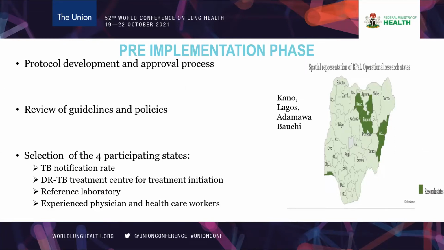Next slide. Okay, so we reviewed our guidelines and policy documents. Immediately, we adopted the regimen as recommended by WHO. We reviewed our guideline and included this in the guideline and algorithms, everything was put in place to make sure that this implementation goes on as planned. A lot of capacity building was put in place, especially for the sites where the research will take place. We selected 4 sites, 4 states: Kano, Lagos, Adamawa, and Bauchi.